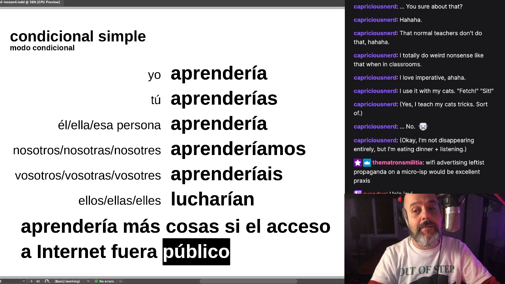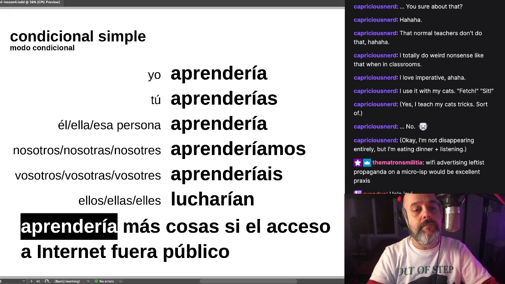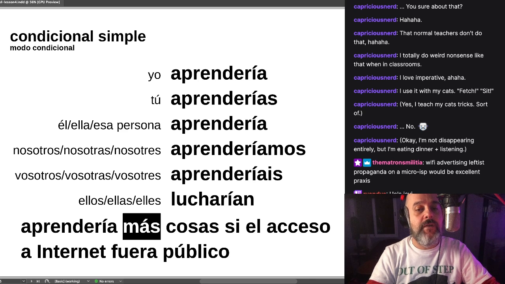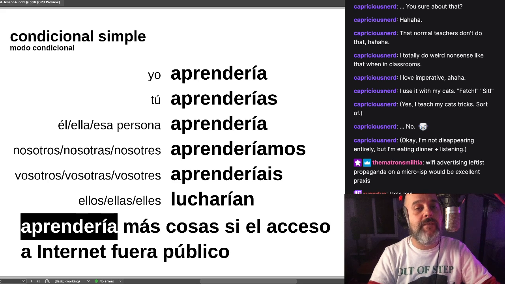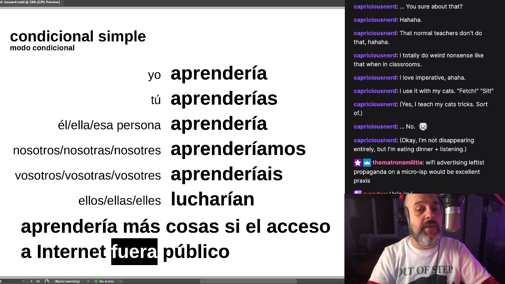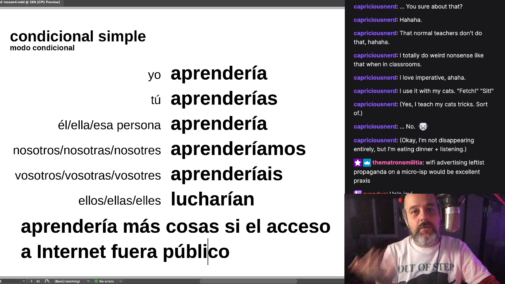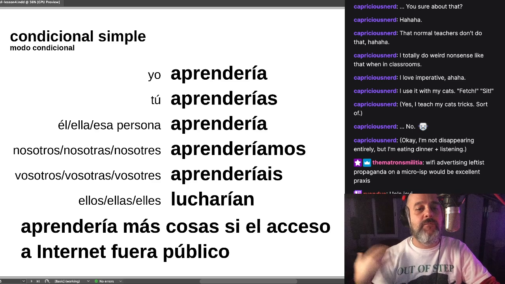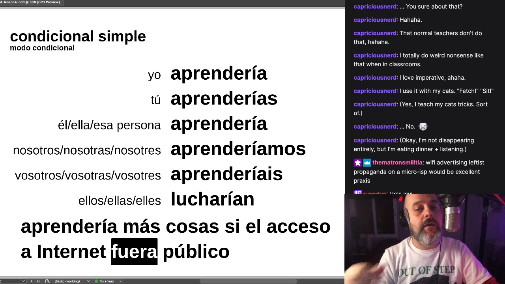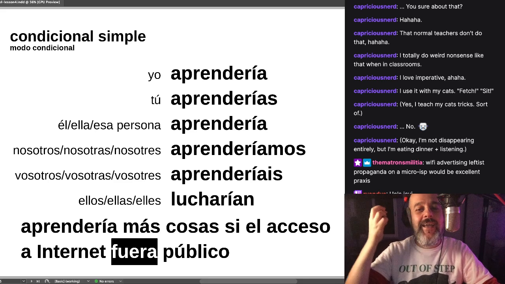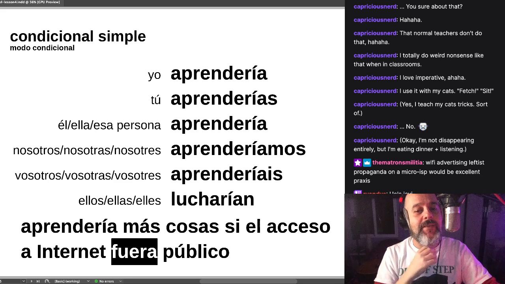Then we have more or less the same case as before. Hola, Riendis! Bienvenida! So, I would learn, aprendería, más cosas, more things, if el acceso a internet, access, fuera público, would be public. And we have the same case as before. I would learn, would be public. I would learn more things, and would be public. So, in English, it's would, would, no biggie, same tense for both cases, but in Spanish, this one, aprendería, would learn, is conditional. Fuera, would be, in this case, is subjunctive, subjuntivo.